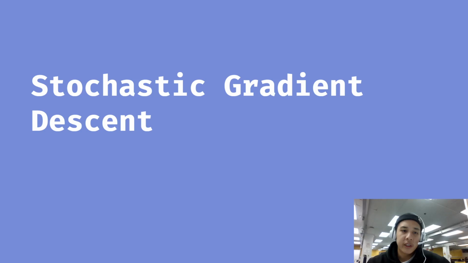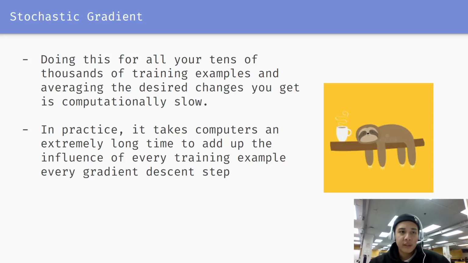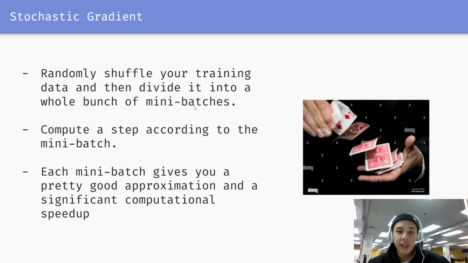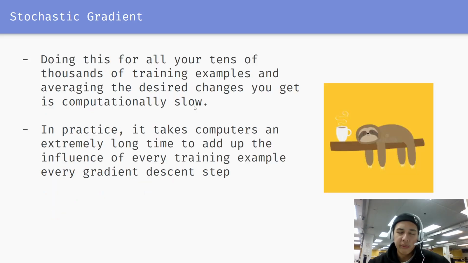So, stochastic gradient descent. Basically, if you were to calculate the true gradient, each of these desires, if we were to do this individually, the computer would take more than, I believe it was mentioned in the video, 100,000 years or more. It's just very long in general. So it takes computers a very long time to add up the influence of every training example.